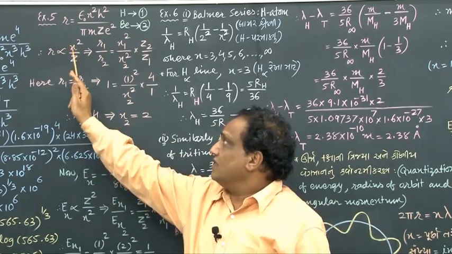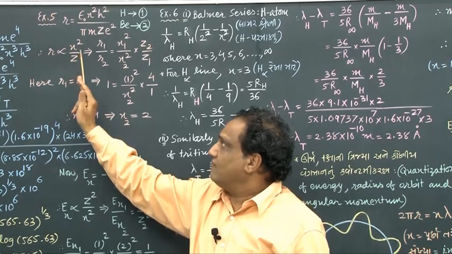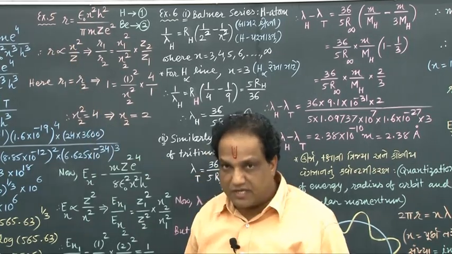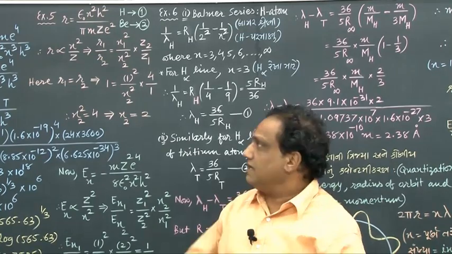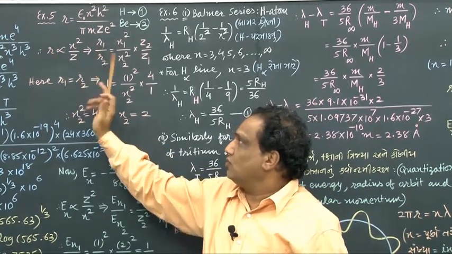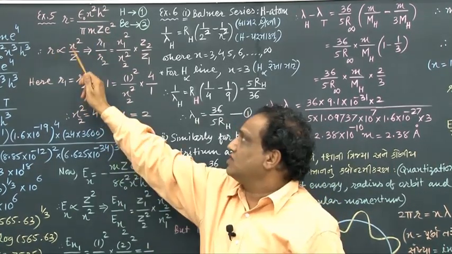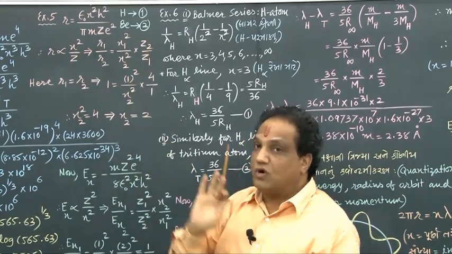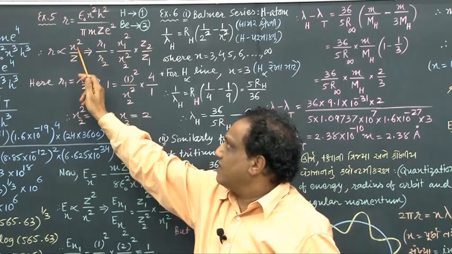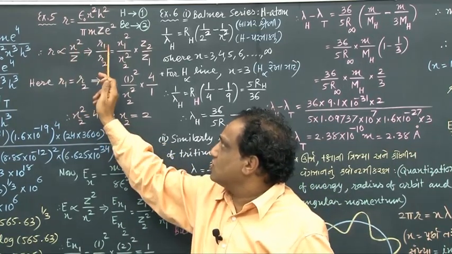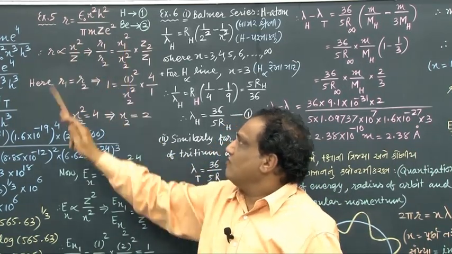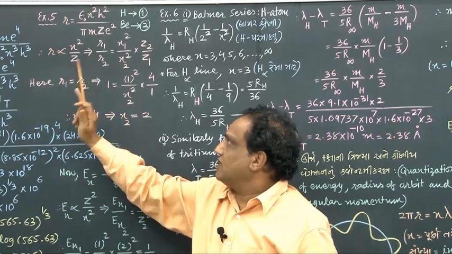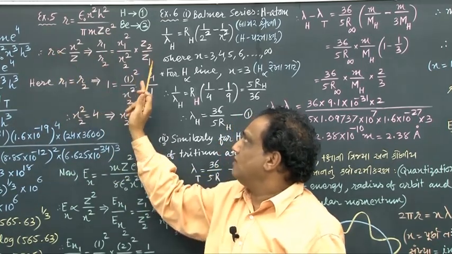With n square it is direct proportionality, with z it is inverse proportionality. Now you may write mathematically r1 upon r2 equals n1 square upon n2 square into z2 upon z1. With n square it is direct proportionality, so 1 to 1, 2 to 2. With z it is inverse proportionality, so 1 to 2, 2 to 1.